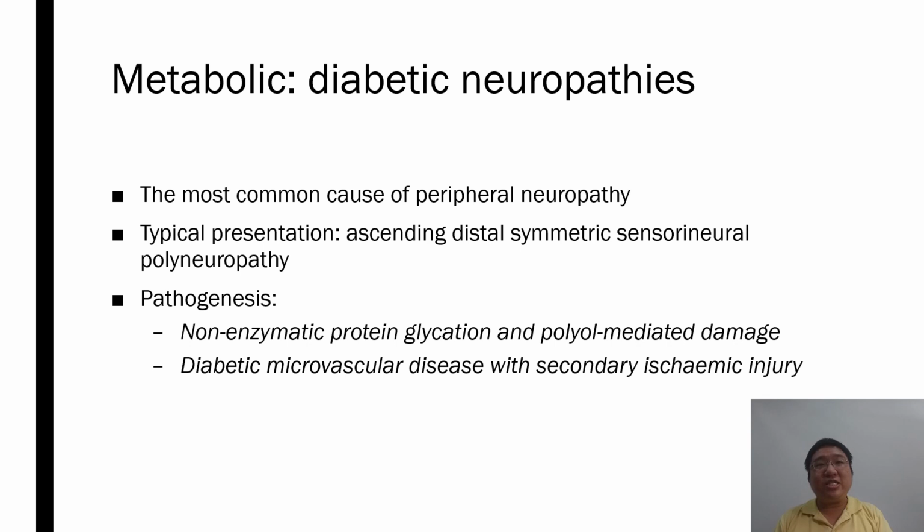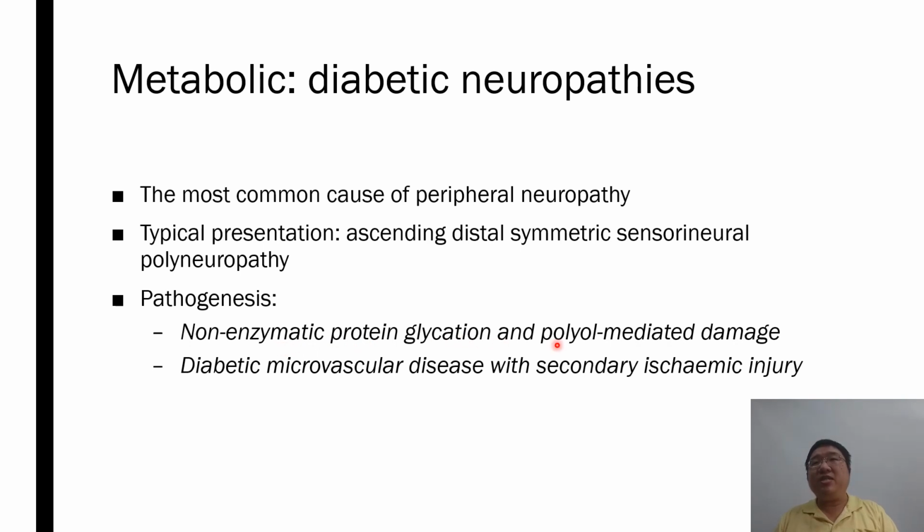So the pathogenesis of this condition is non-enzymatic protein glycation. It is the formation of the advanced glycosylation end product, AGE. It is one major mechanism for diabetic nephropathy also. And it is the binding of the sugar to the protein without the use of the enzyme.